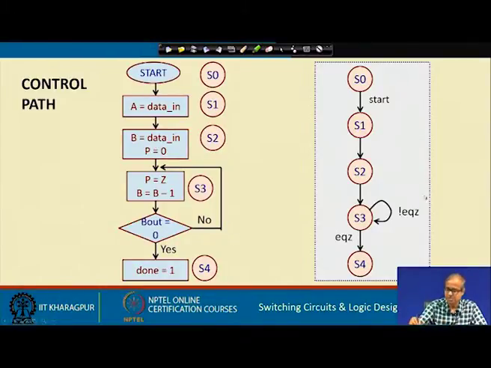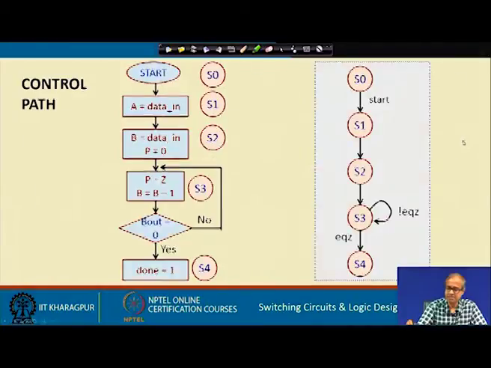So, here I have shown a simplified state transition diagram. The idea is that whenever you are in a particular state, for example, in S2, you will have to generate the control signals for loading data in B, load B and clear P, P equal to 0. Similarly, when you are in state S3, you will have to load the value of P, that means load P and decrement B, and so on. Okay? This is how it will work.